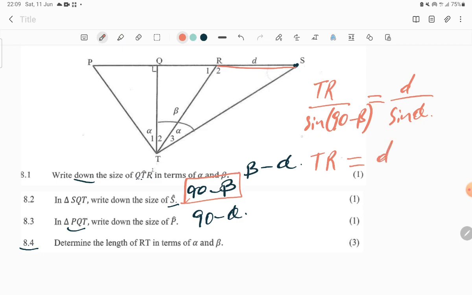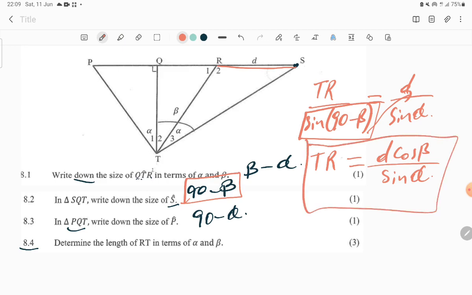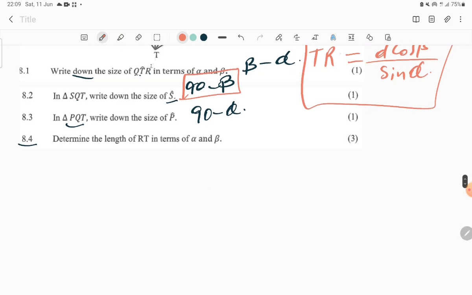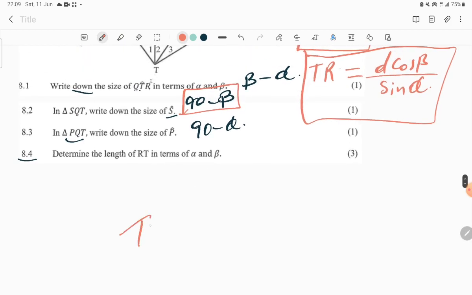But remember that sine of 90 minus beta is the same as just cos beta, from co-functions or co-ratios. So this one is going to multiply that D there, but it's a multiplier saying cos beta, then divided by sine alpha. So our TR is given by that. Now that makes things easier for us. Then TR, let me just take it down over here, divided by sine alpha.